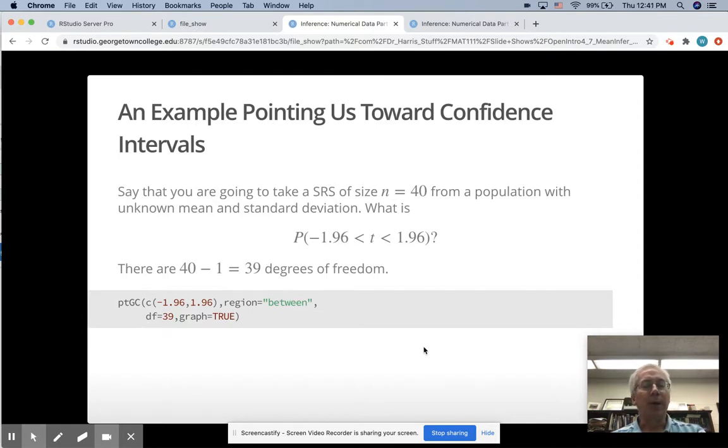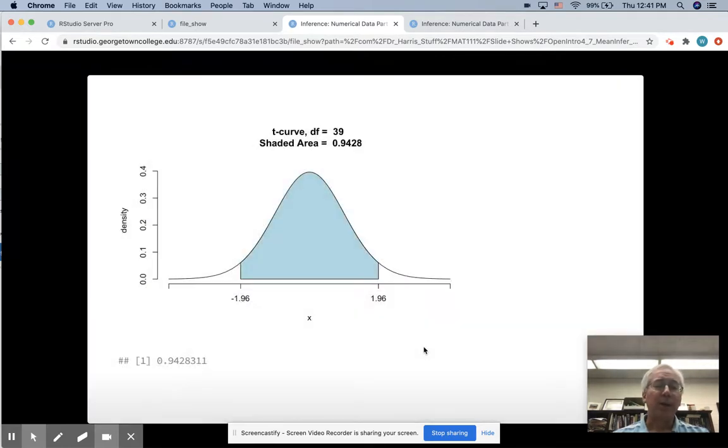Well, you want to recall that that was the multiplier that we used in confidence intervals when we had a normal distribution. That 95% of the time, a sample proportion would be within 1.96 standard errors of the population proportion. And so we're wanting to see, could we use 1.96 as a multiplier for 95% confidence intervals with sample means? And the answer is that if the sample size is big enough, we're not too far off.